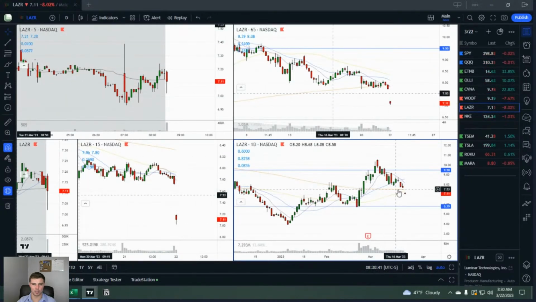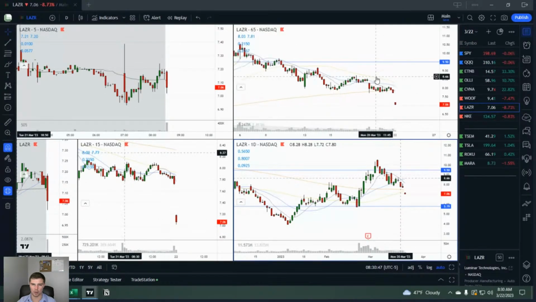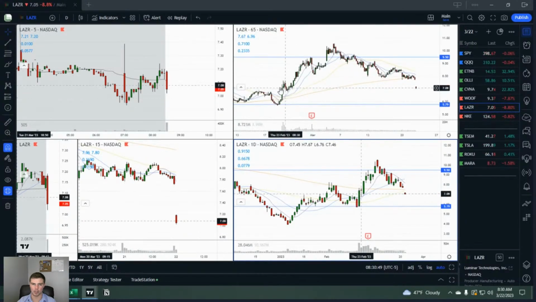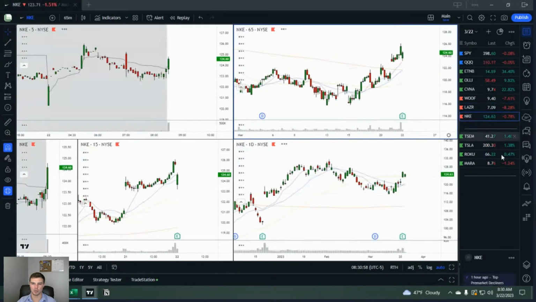LAZR is another one that's pretty solid, gapping under these moving averages on the daily chart, right at this little bit of support at this $7 area, as you can see on the hourly chart. Got a little hiccup right here, so if we get under $7, I like it. Should have room down to about $6. So keep an eye on the laser short.